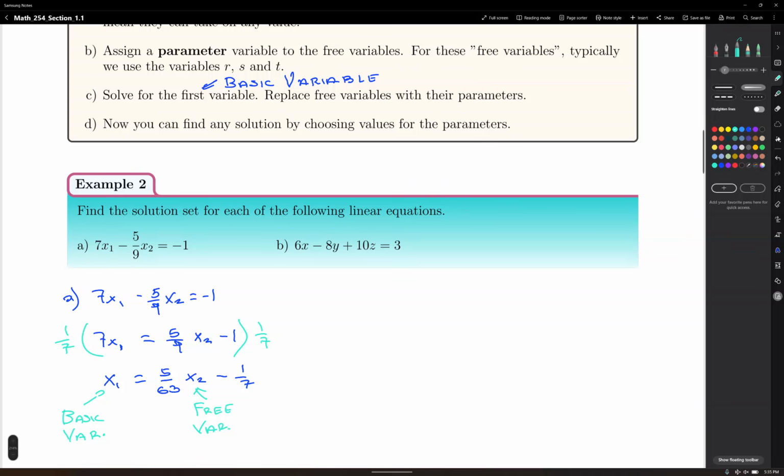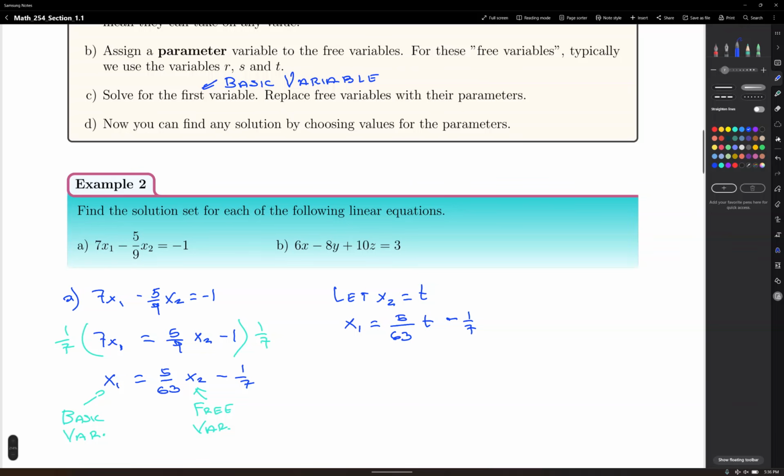Okay, so what do we do? Let the free variable x2 equal the parameter t. Okay, so what do we get? We're going to substitute: x1 equals 5 over 63 t minus 1 over 7. Okay, so we need to express our solution as an ordered pair.